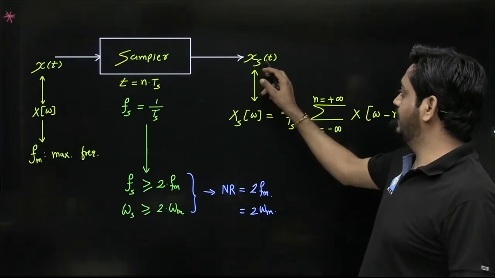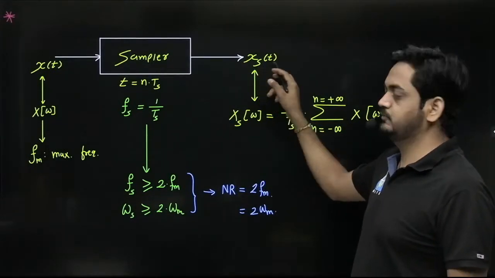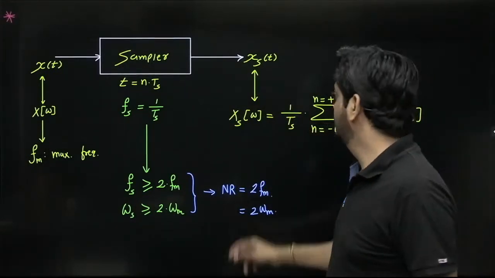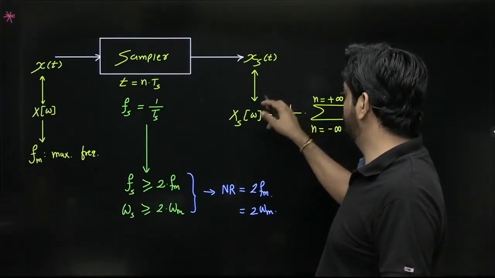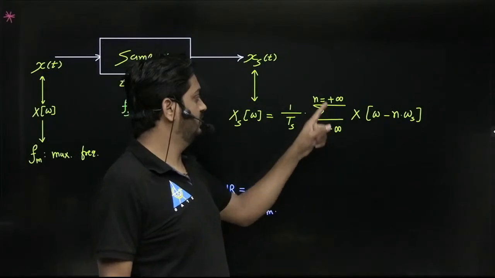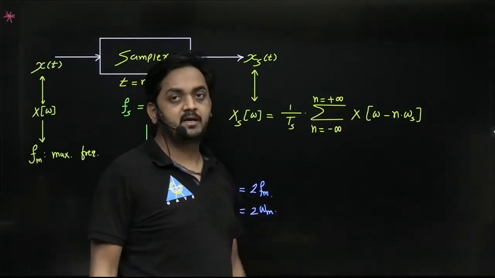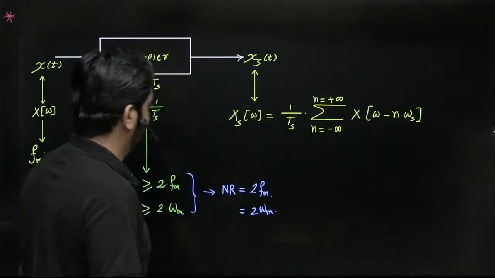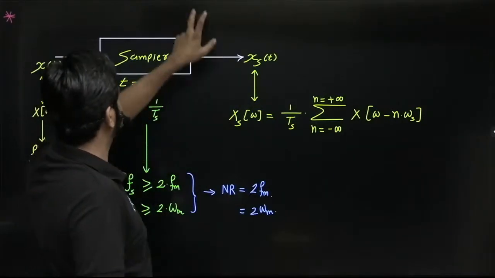Now the output is the sampled signal xs(t), whose Fourier transform is this one: 1 by Ts, summation n equal to minus infinity to plus infinity, X of omega minus n omega_s. So this concept you can remember.